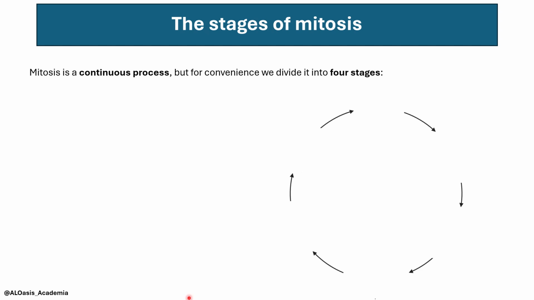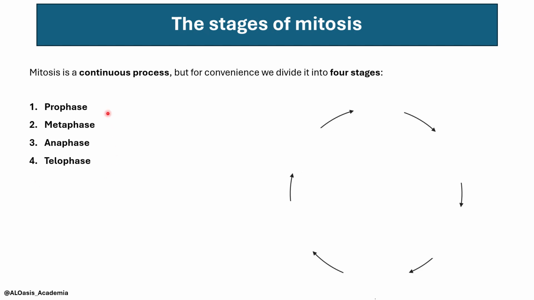So now we understand all that. Let's have a look at the different stages of mitosis. Basically, mitosis is a continuous process, but just for convenience and to make it easier to understand, in textbooks you will usually find it split into four main stages. The stages are prophase, metaphase, anaphase, and telophase.